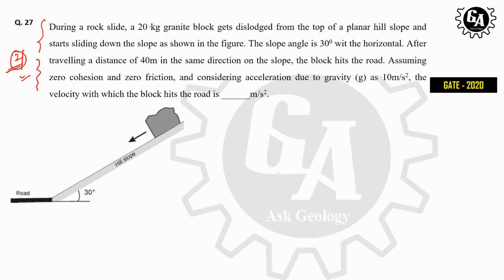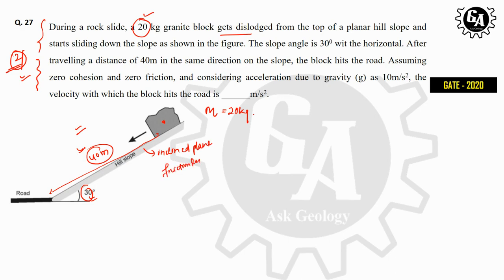So the question is, during a rock slide, a 20 kg granite block, the mass of the block is 20 kg, gets dislodged from the top of the planar hill slope and starts sliding down the slope as shown in the figure. The slope angle, as you can see, is given to be 30 degrees with the horizontal. After traveling a distance of 40 meter in the same direction, the block hits the road, assuming zero cohesion and zero friction. Now this inclined plane is frictionless, so there will be no friction along this plane. Considering acceleration due to gravity, g is given to be 10 meter per second square.